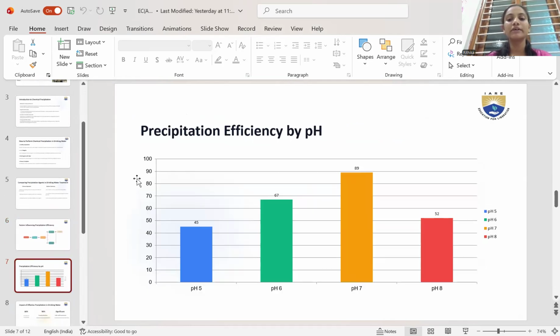You can observe a graph representing the pH levels of precipitation efficiency. Blue color indicates pH at 5, green indicates pH at 6, orange indicates pH at 7, and red indicates pH at 8.